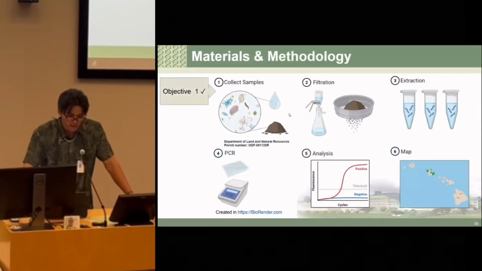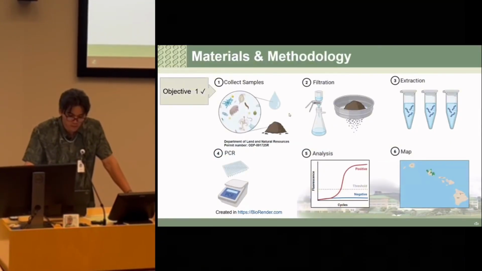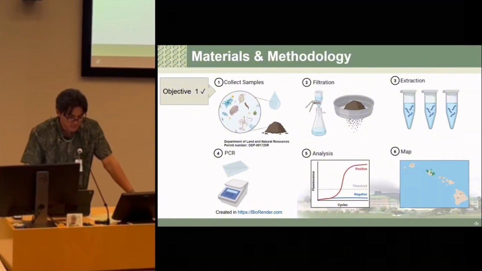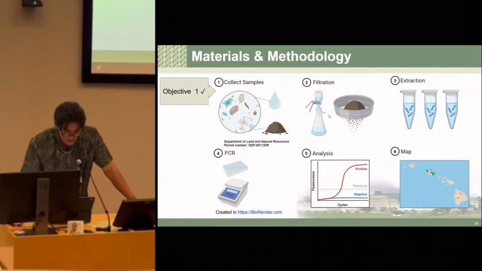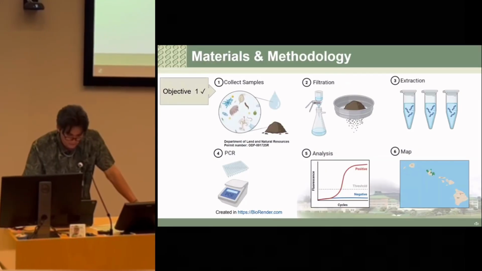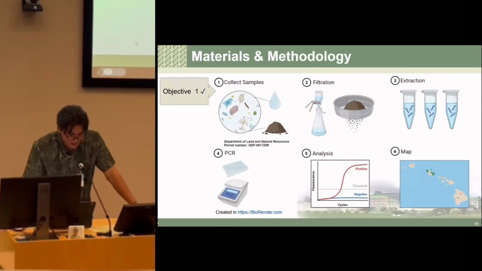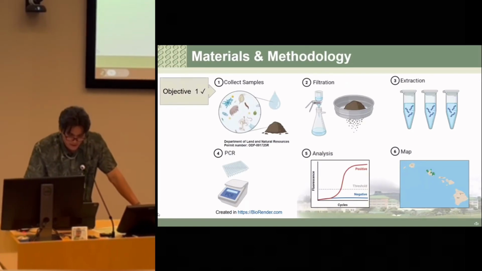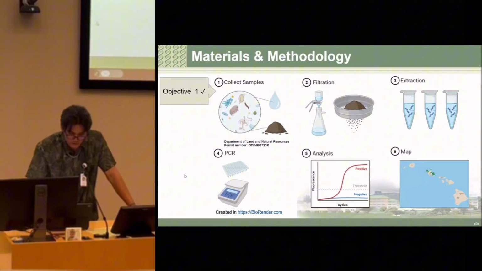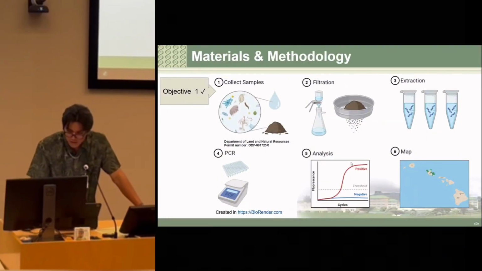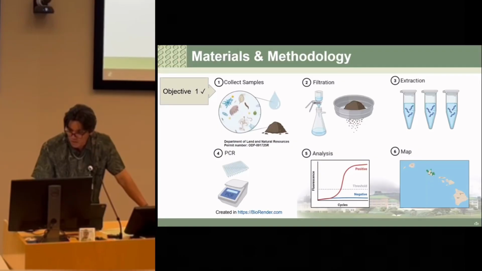So to do this, we collect water and soil samples from streams' upper, mid, and lower areas. When we were in the forest reserves, we had permits from the Department of Land and Natural Resources. With these samples, we then filtered to isolate leptospira, extracted the DNA for further isolation, and then ran PCR to amplify the LipL32 gene of interest. We then analyzed the samples' quantification of leptospira, then mapped the positives accordingly.